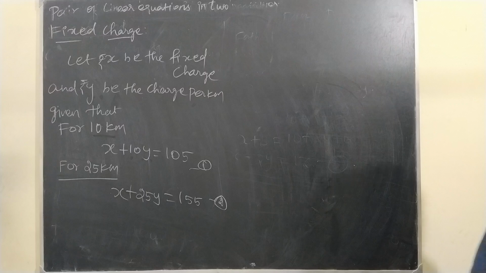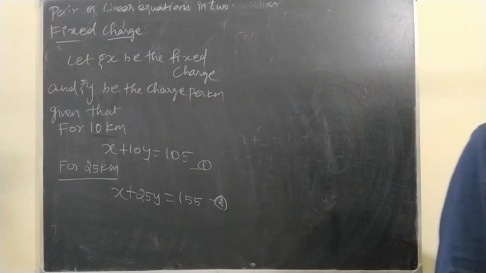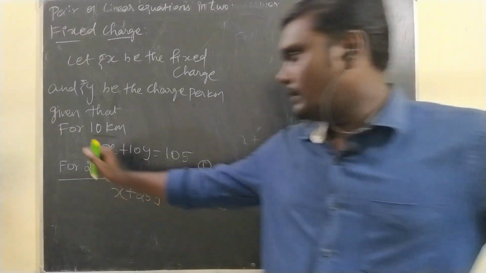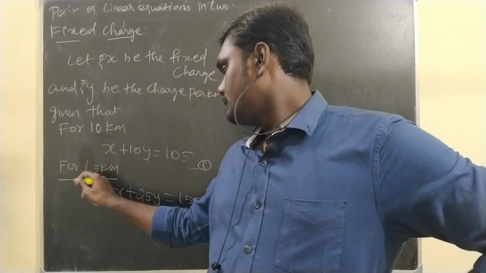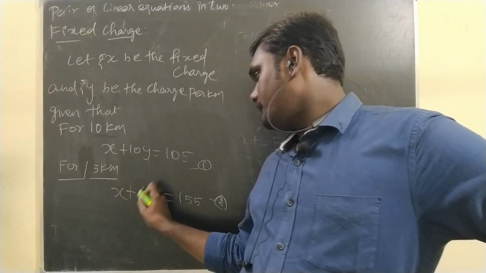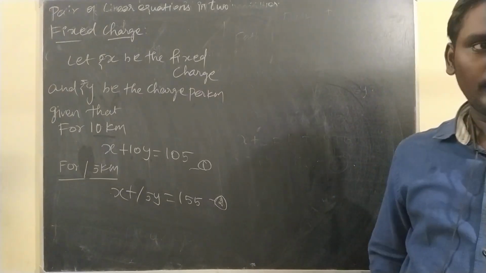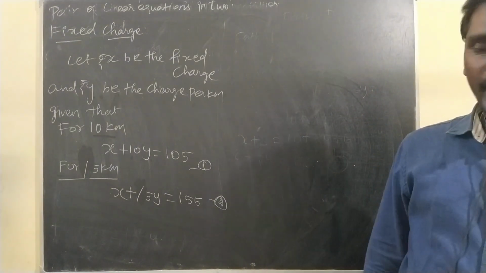Oh, 15 kilometers, 155. Okay. My book has typos. It is 15 kilometers, then here also 15. Got it? Then for 25 kilometers you need to find the fare.